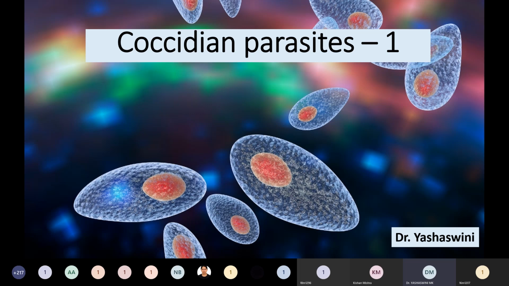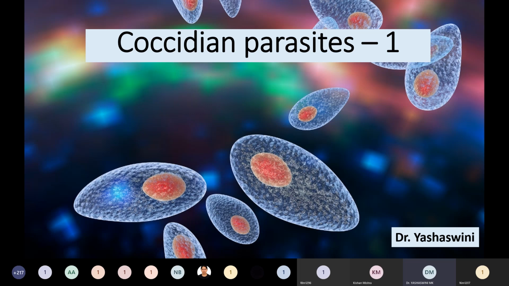So again, in the intestine, they multiply by the sexual method. The bradyzoites result in male and female gametocyte formation through the gametogony process, which further releases male and female gametes. These male and female gametes undergo fertilization, which forms a zygote. The zygote is released outside in the feces of the cat as an unsporulated oocyst.